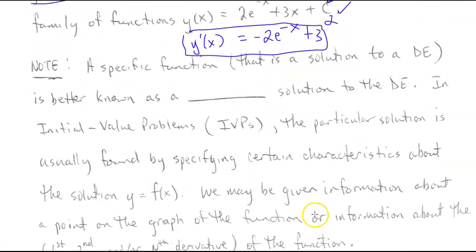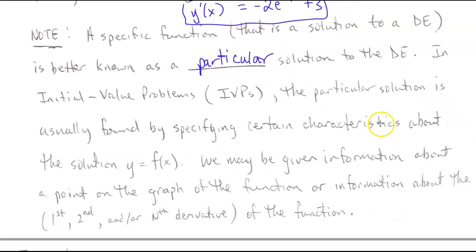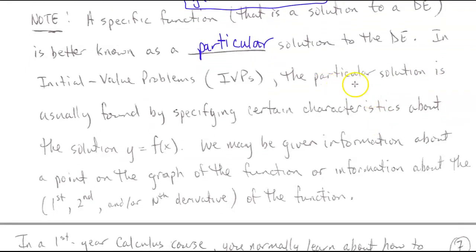So to summarize here, a specific function that is a solution to a differential equation is better known as a particular solution to the differential equation. Now, in initial value problems, the particular solution is usually found by specifying certain characteristics about the actual function, y equals f of x. We may be given information about a point on the graph of the function, or information about the first, second, or nth derivative of the actual function.